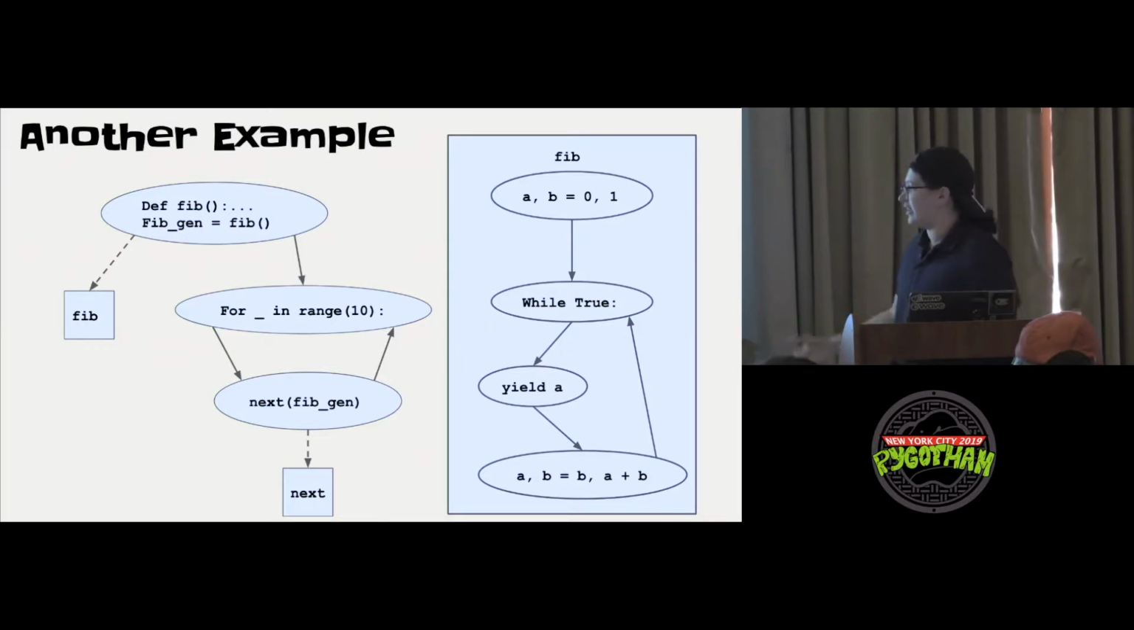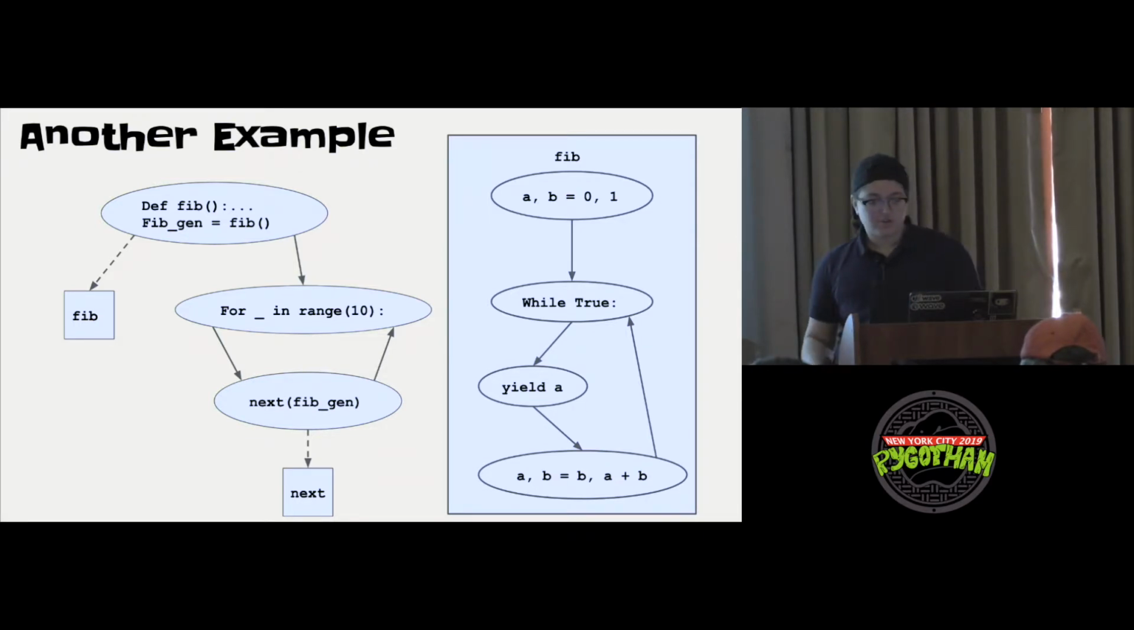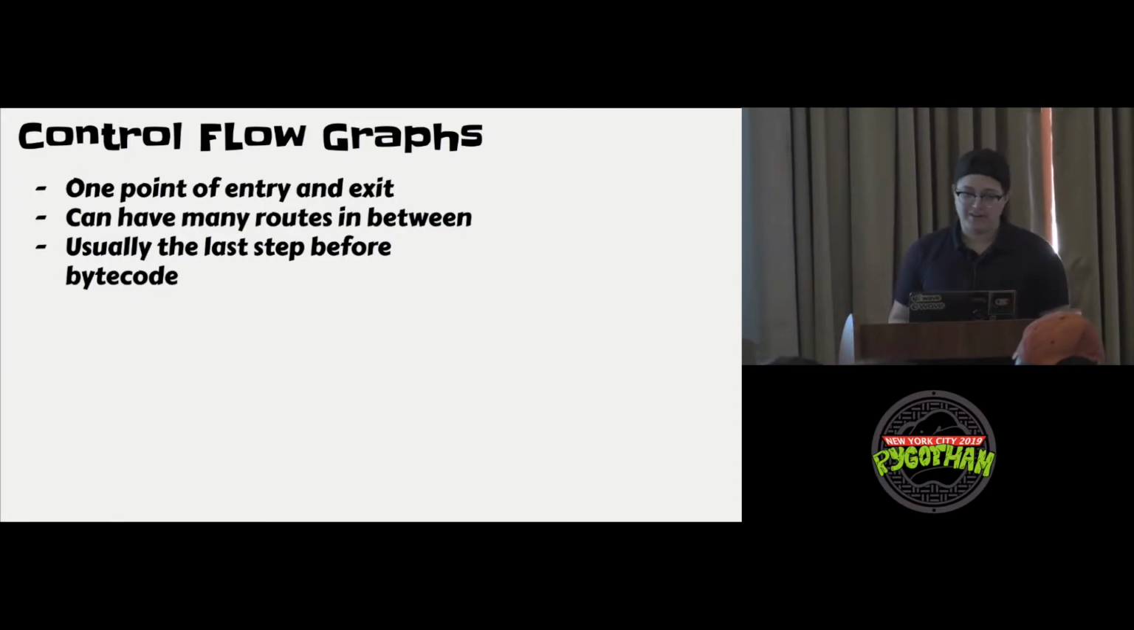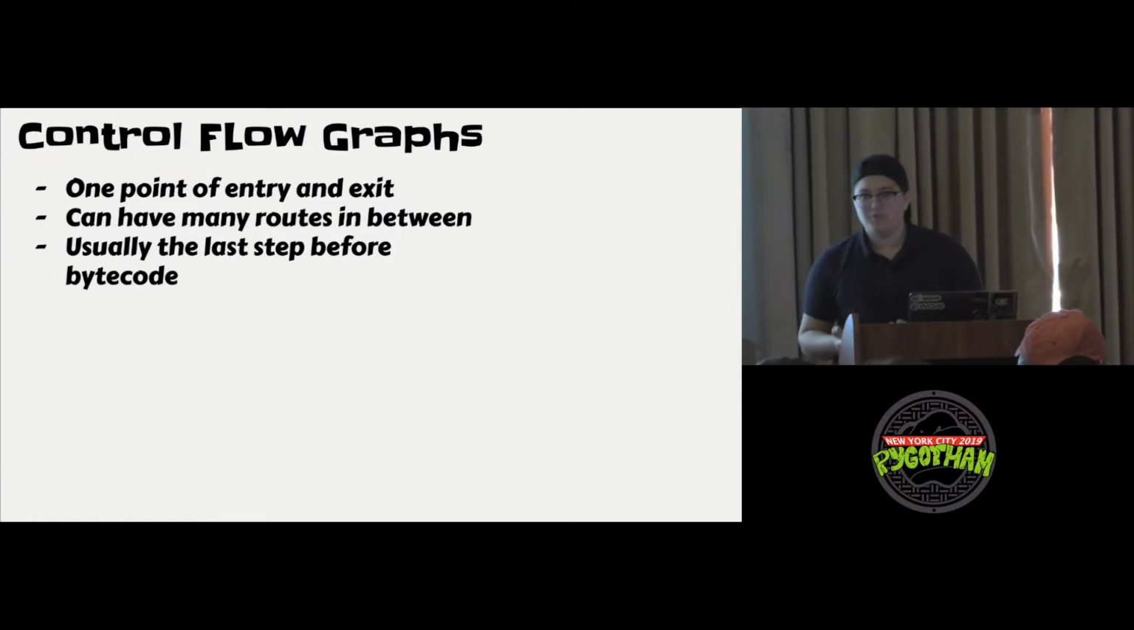And so you can see that the arrows can go all over, and you really can just loop through a bunch of things. And so the control flow graph just has a few rules. As long as it has one point of entry and one point of exit, you can have multiple routes between. And this step is usually the last step before bytecode, so if you got to this point, your code probably runs.